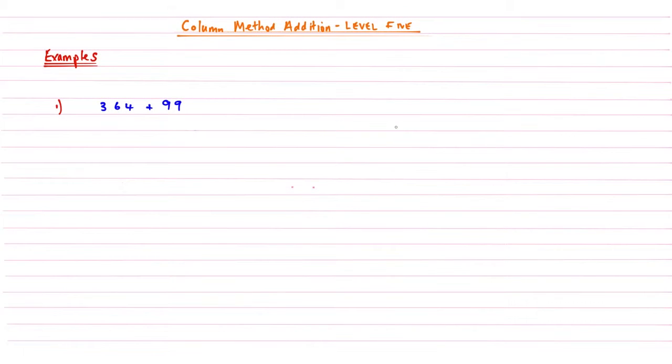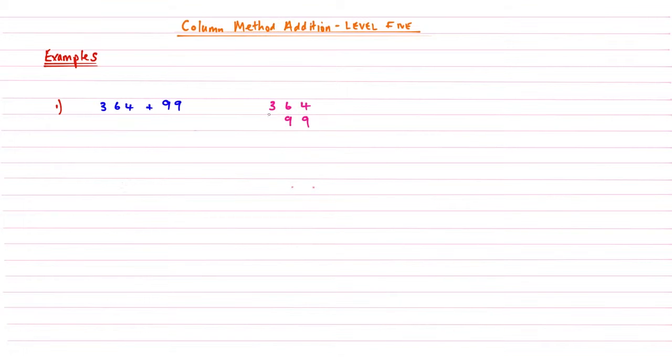So let's have a look at our first example. In this example, we've been asked to add two numbers of different lengths together. So we've got 364, and to that we're going to add 99. The first thing we're going to do is write the 364 down. And then the next thing is to think about how we're going to write this 99, because of course it's a different length. So all we need to do is think in terms of place value. In 99 we've got 9 tens and 9 units. So we line up the units in the units column and the tens in the tens column. So we've got a 9 in the tens column and a 9 in the units column.